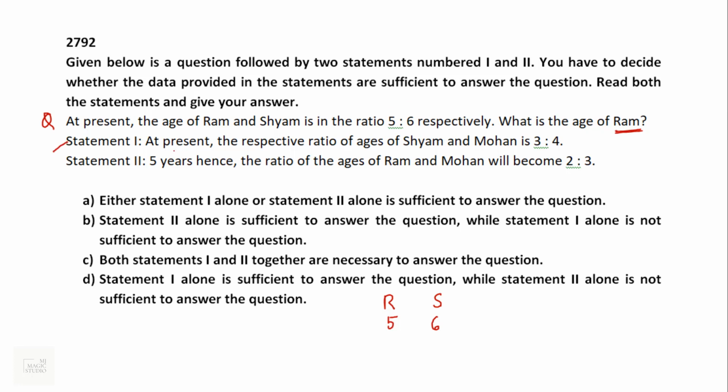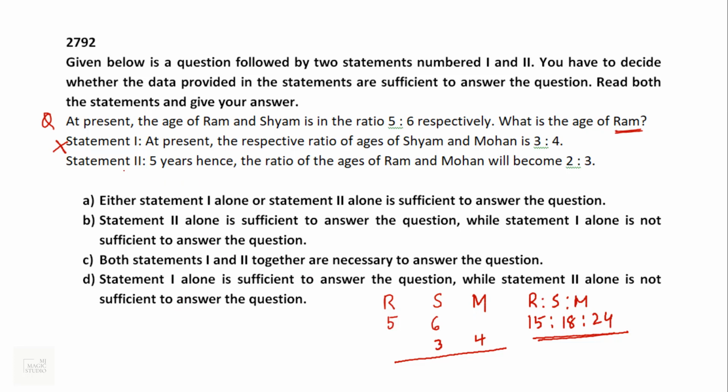Statement 1 says, at present, the respective ratio of Shyam and Mohan is 3:4. So if I club this information, with Shyam at 3:4, what I can get is the ratio of the ages of Ram, Shyam and Mohan. That would be 15:18:24. But no age of Ram can be discovered. Statement 1 alone is not sufficient.